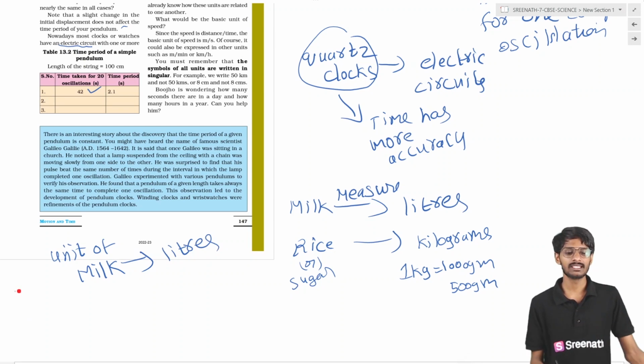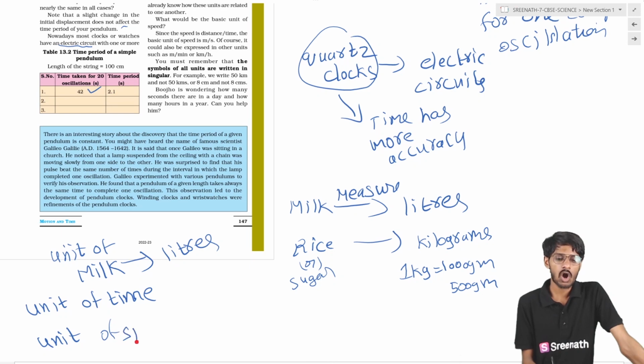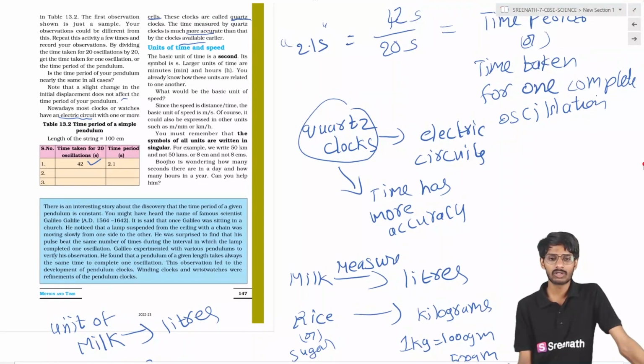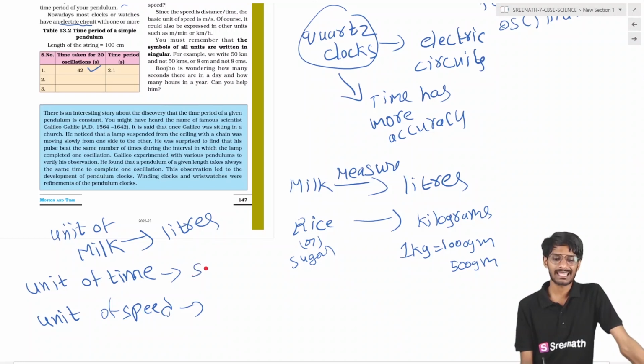So in this way, we are going to find out the units of time and units of speed, students. In which way are we going to measure time? The basic unit of time is seconds. We will represent it with S. So second is the basic unit of time.